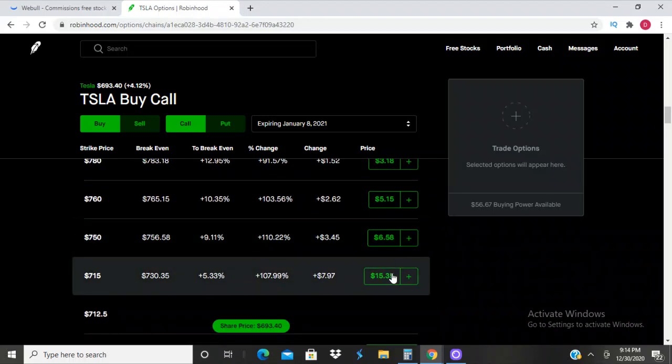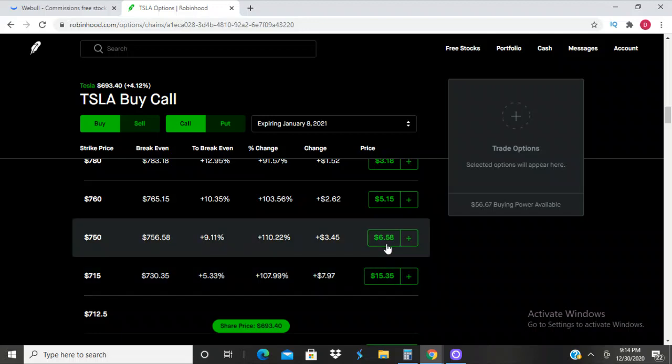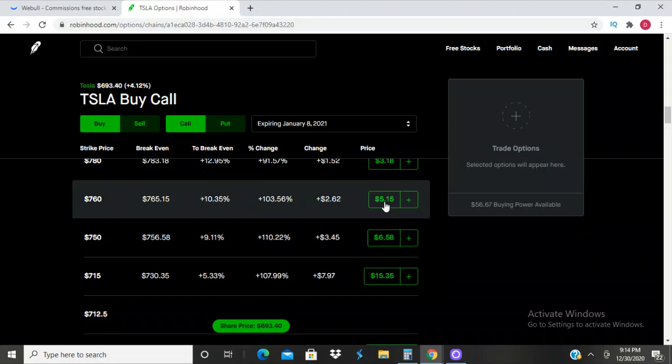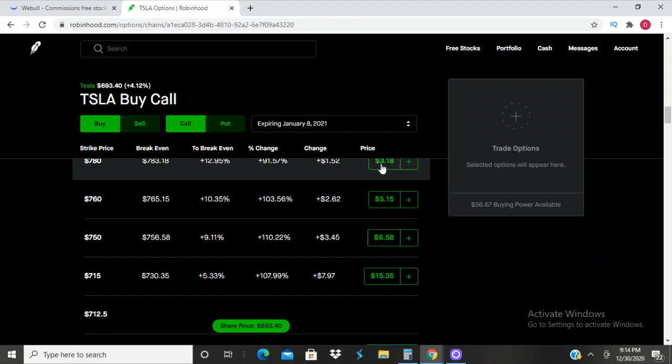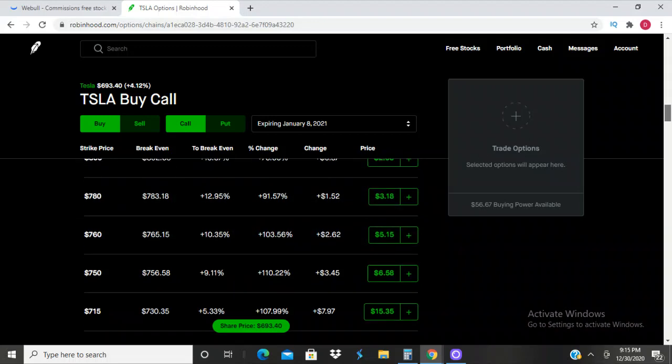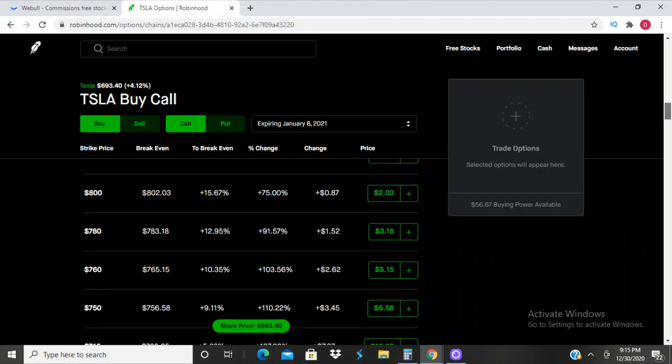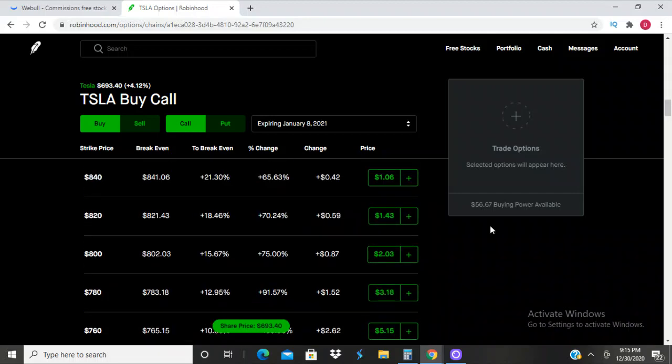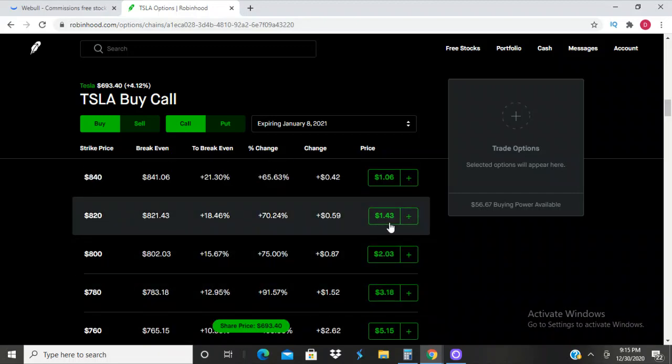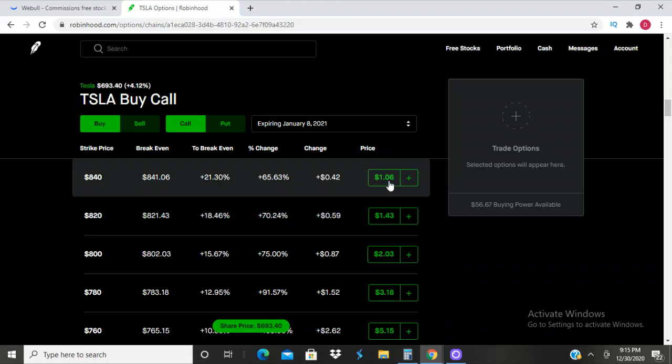So this will be a $1,500 contract. This one, you see it says $6.58. Just times that by 100. This would be a $658 contract, a $515 contract, a $318 contract. So this would be a $200 contract, a $143 contract, a $106 contract.